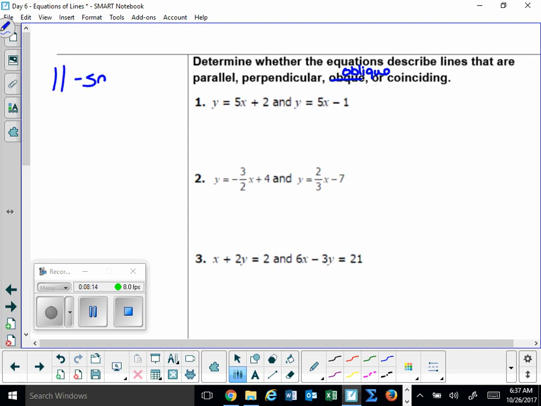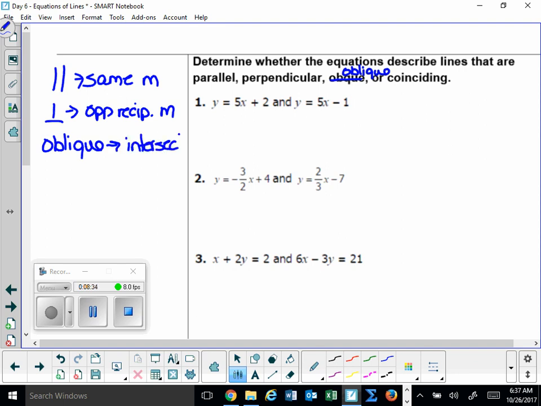Parallel means same slope. Perpendicular means opposite reciprocal slope. Oblique just means they intersect. And coinciding means you have the exact same equation of the line. Usually we've just written it in a different format.